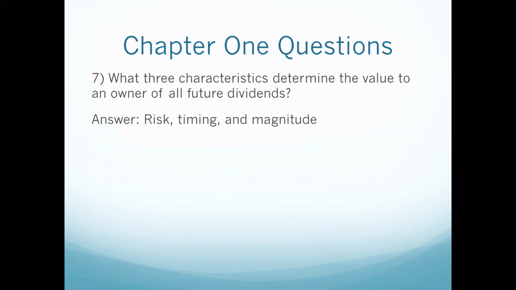Timing, the more often we get paid. If we get paid once a month, we like that better than getting paid once a year. So the present value of those future cash flows, if they're more often, then it'll have a higher present value. And then magnitude, of course, the size of them. The larger they are, the larger they're worth today.